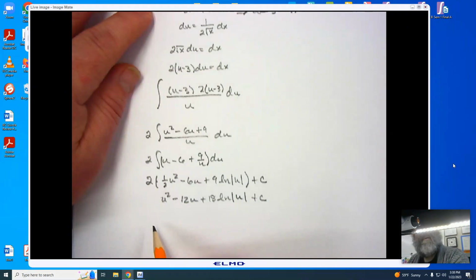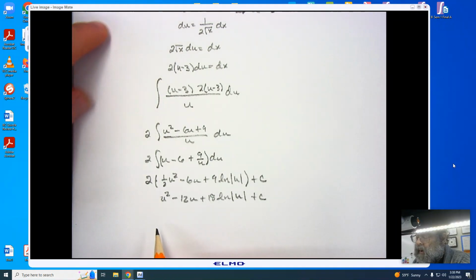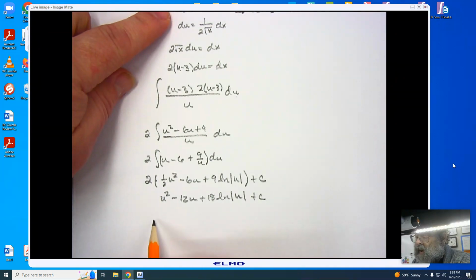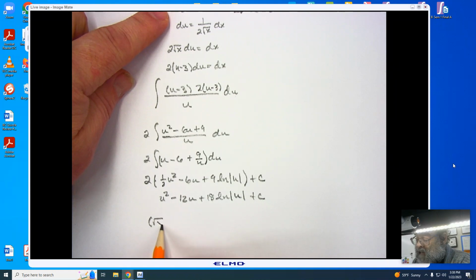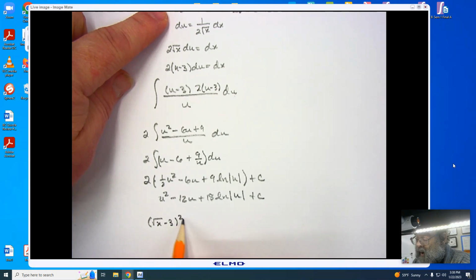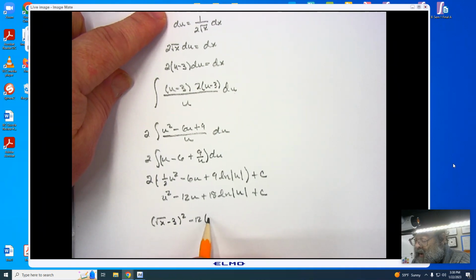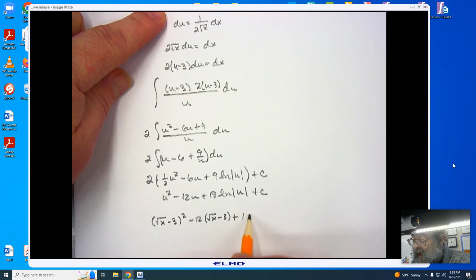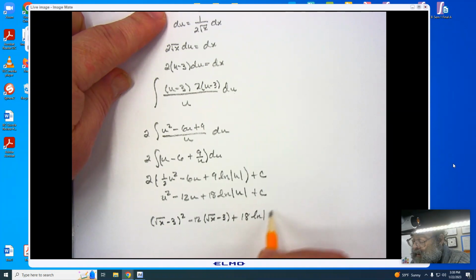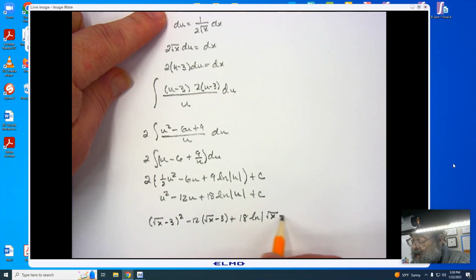And now I'm going to back substitute that u. So where was it? There it is. So I have the square root of x minus 3, squared, minus 12 times the square root of x minus 3, plus 18 ln of the square root of x minus 3, plus c.